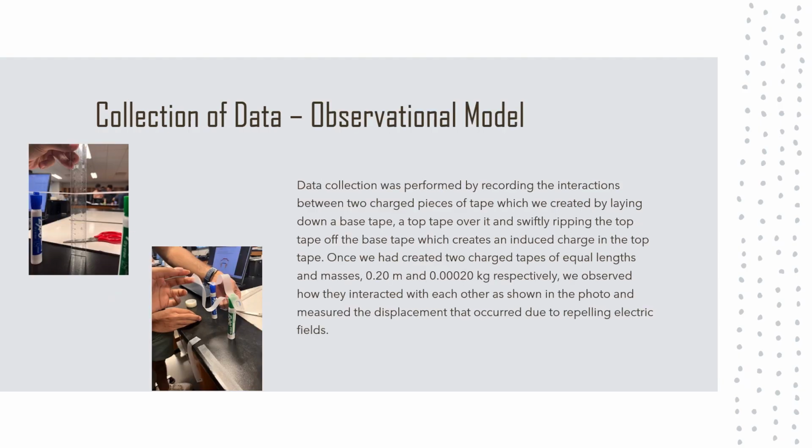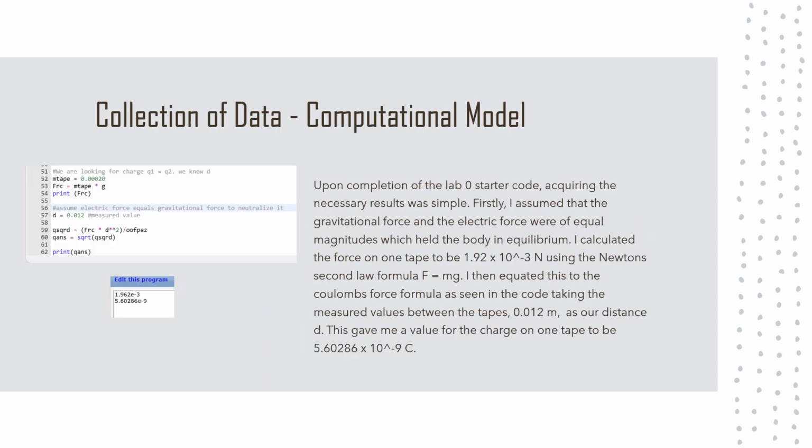Lastly, the experiment was performed by recording the interactions between two charged pieces of tape, which we created by laying down a base tape, a top tape over it, and swiftly ripping the top tape off the base tape, which creates an induced charge at the top tape. Once we had created two charged tapes of equal lengths and masses, 0.2 meters and 0.0002 kilograms respectively, we observed how they interacted with each other as shown in the photo and measured the displacement that occurred due to repelling electric fields.